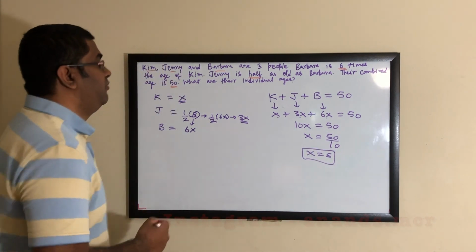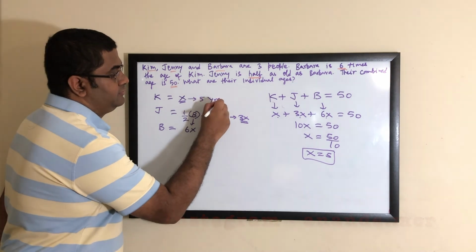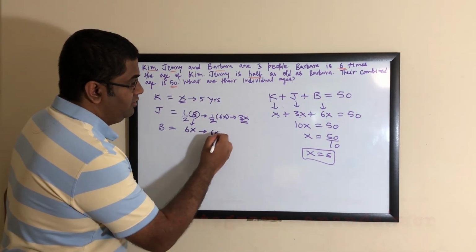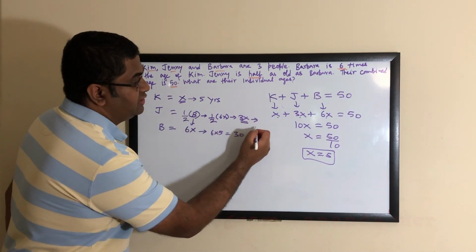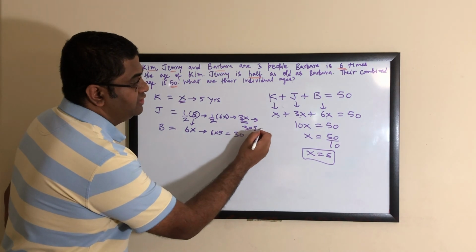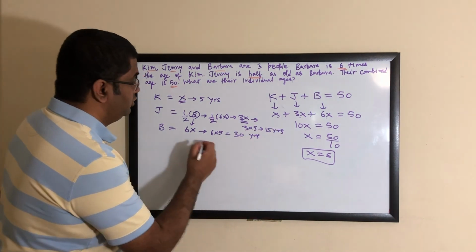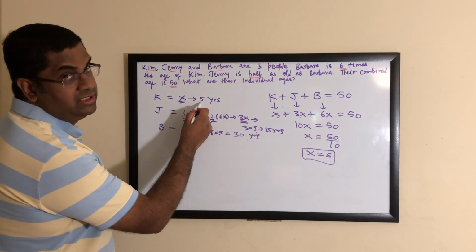So what we can infer from here? So Kim is X, which is 5 years. Barbara is 6X, which is 6 times 5, which is equal to 30. And Jenny is 3X, which is 3 times 5, which is equal to 15 years. So Barbara is 30 years old, Jenny is 15 years old, and Kim is 5 years old.